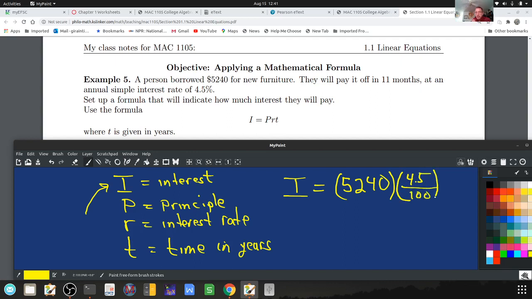Since percent means per 100, and T is the time, and the time is 11 months, but the time has to be in years. So 11 months, how much of that is a year? Well, 1 year is 12 months, so that's 11/12. And that is my formula.